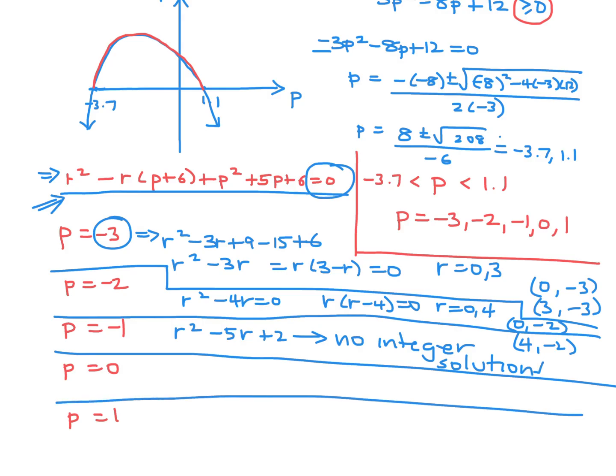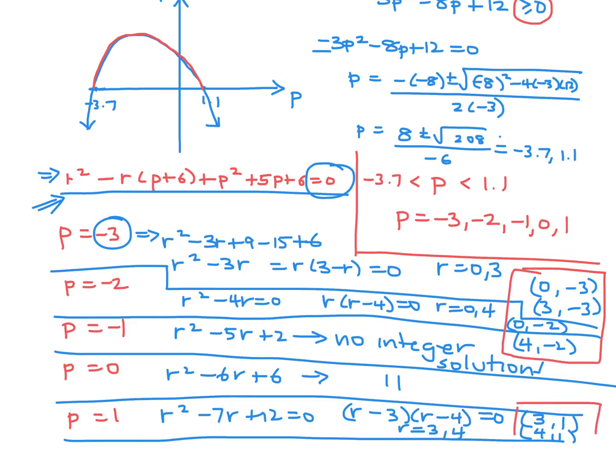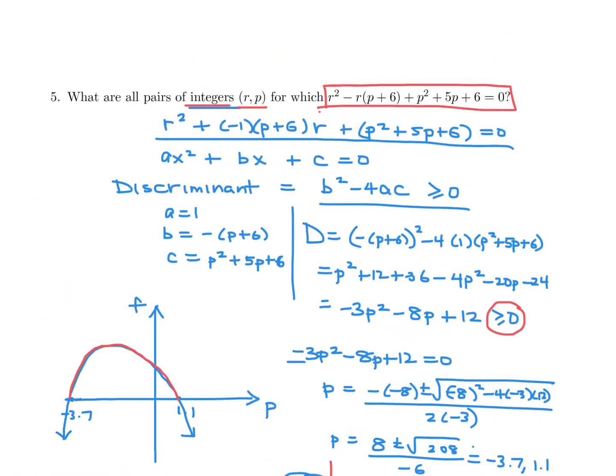If p equals 0, we sub that and we get r squared minus 6r plus 6, and that also has no integer solutions. If p equals +1, we will get r squared minus 7r plus 12 is 0. That actually factors to (r minus 3)(r minus 4) is 0, and therefore r would be 3 and 4, and therefore we have 3, 1, and 4, 1 as our final pairs. So these 6 pairs are the solutions to that original equation up here.